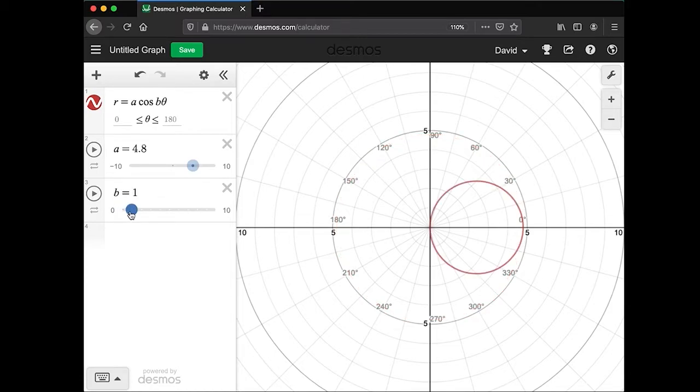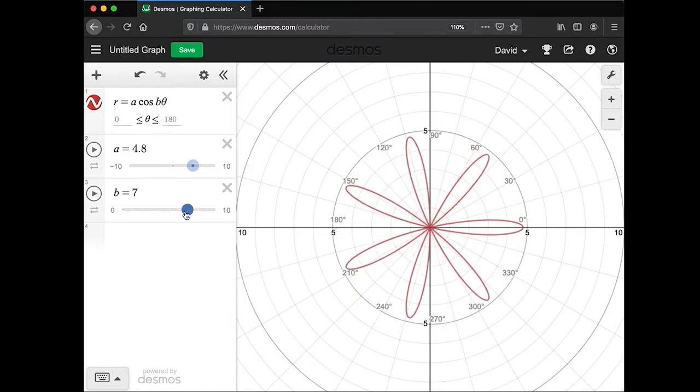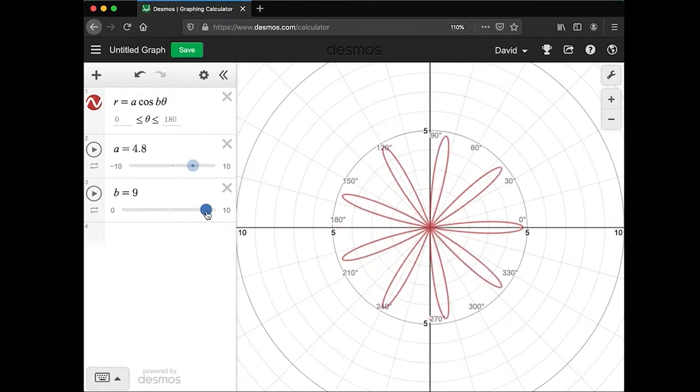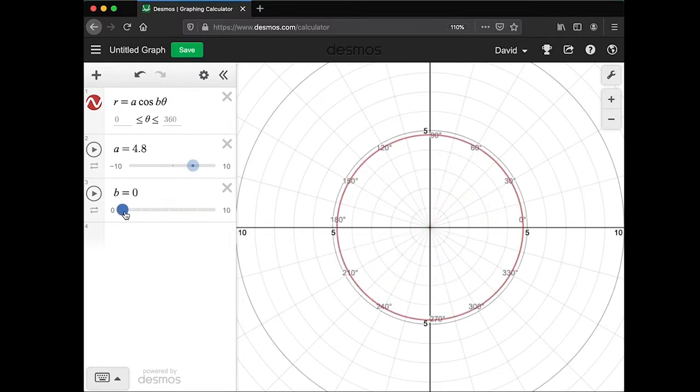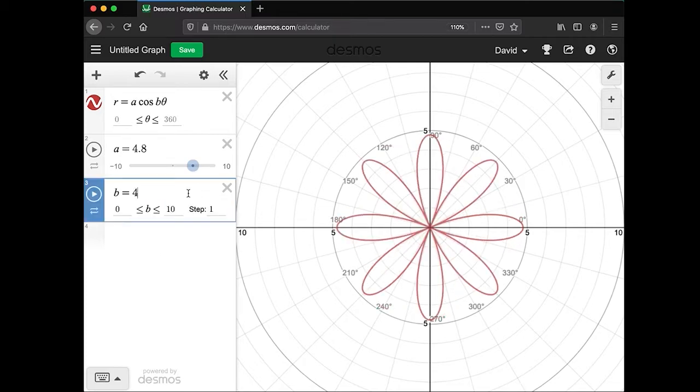Notice that if it's odd, if it's 1, it has 1 petal. If it's 3, it has 3 petals. 5 has 5 petals, 7 has 7 petals, 9 has 9 petals. But if you have even, it's twice as many. But then that's a different class. We're not going to go that far into the lesson.